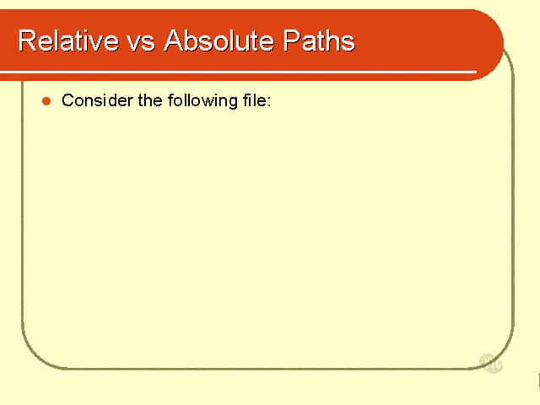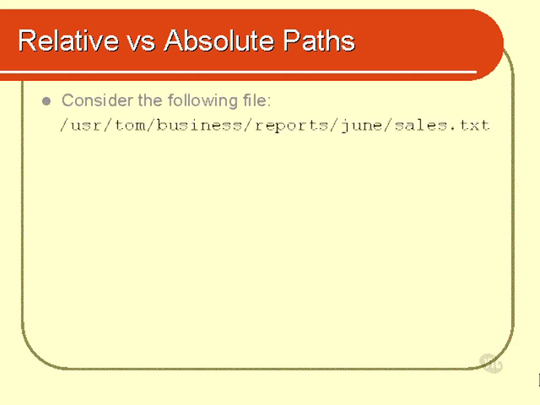So, consider the following file: /user/tom/business/reports/june/sales.txt. So it's the sales.txt file inside the June directory, which is a subdirectory of reports, which is a subdirectory of business, which is blah blah blah, all the way up to user. Now, if you wanted to access that particular file, if you needed to print it out or edit it or do something to it, how would you refer to it?